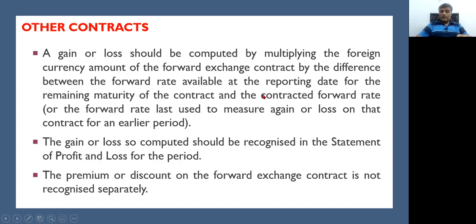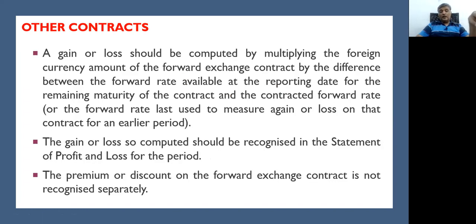So you already have a contracted forward rate. You need to work out a forward rate for the remaining maturity of the contract. If the contract is a 6 months contract or a 9 months contract, let's say a 6 months contract, if 4 months is already over and 2 months are left, you need to find out the forward rate for the balance 2 months. Compare it with the contracted forward rate. The difference between the two is a gain or loss, and that gain or loss should be taken to the P&L. Again, it's very simple.